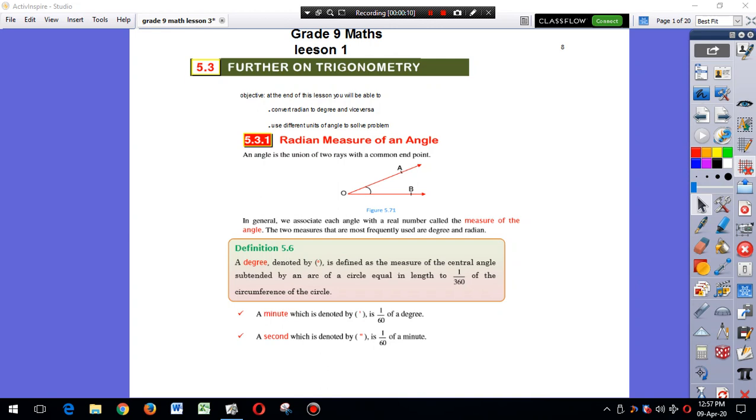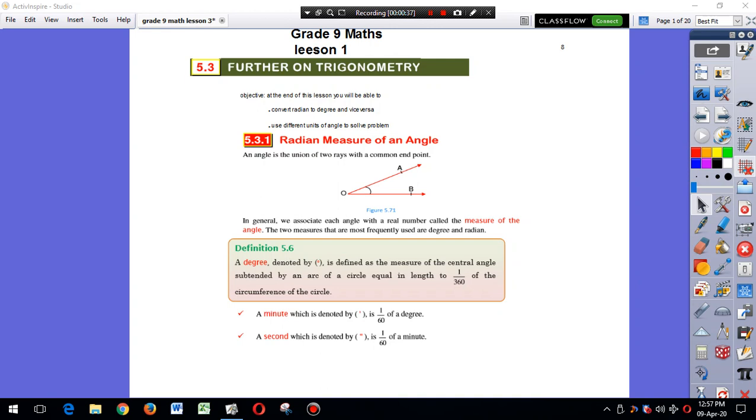Okay, today we are going to see the first lessons of grade 9 maths, further on trigonometry. Objective: at the end of this lesson you will be able to convert radian to degree and vice versa. And the second point is to use different units of angle to solve problems. Radian measures of an angle.